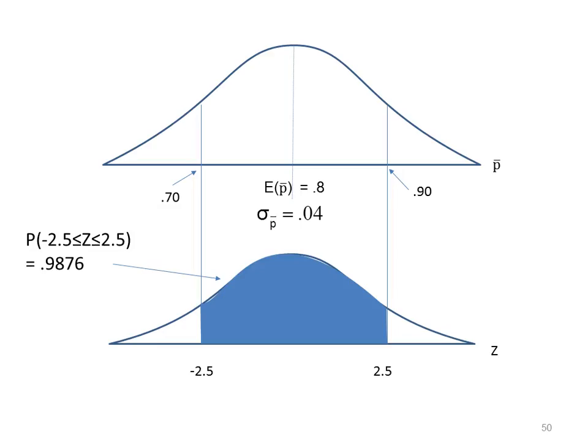Again, looking at it graphically, here's the distribution of p bar with its mean and standard deviation. We want the probability from 0.7 to 0.9. Those get converted to z-values of plus or minus 2.5, and we go look up the probability.